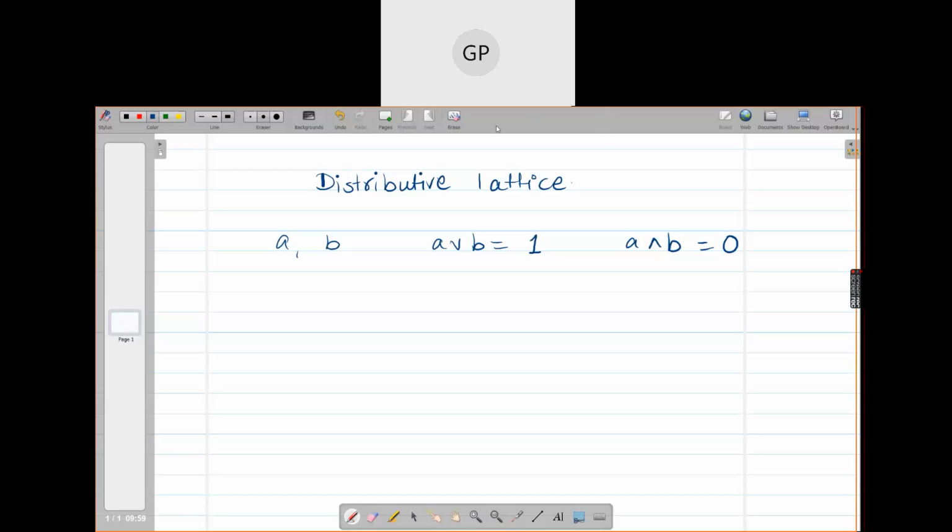Do you understand this? So then we say that A bar is B and B bar is A. A is complement of B and B is complement of A. You can denote complement by A dash also. And a bounded lattice in which every element possesses a complement is called a complemented lattice.